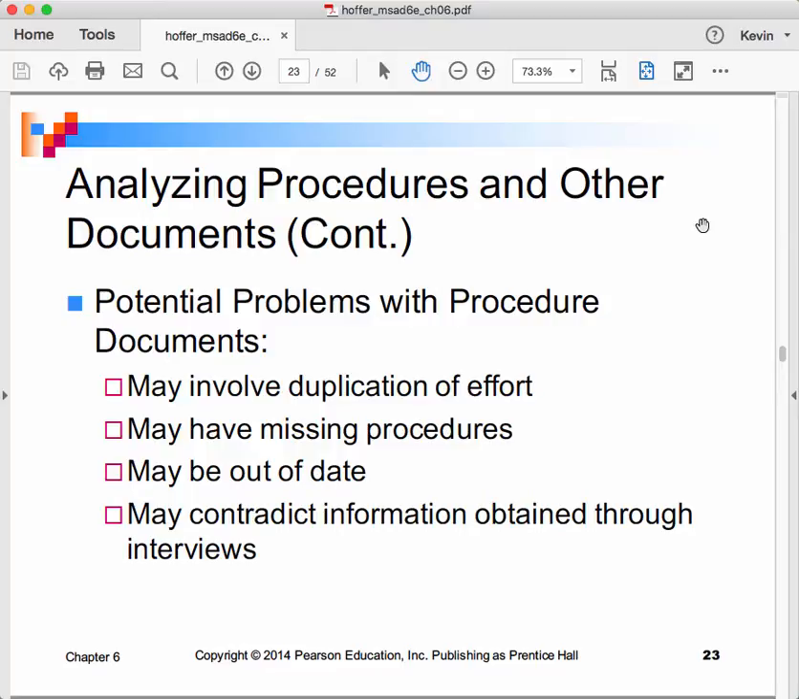Potential problems with those kinds of documents, though. It may involve a duplication of effort. Okay, so you may be getting the same information from your interviews. You may have missing procedures, so it may not be complete. It may be out of date, and it may contradict information obtained through the interviews. Okay, so again, before you put a lot of time and weight into reviewing the documents, you probably want to know what people generally think about the quality of those documents.